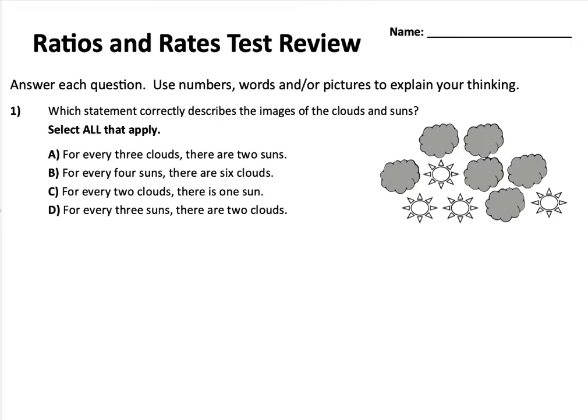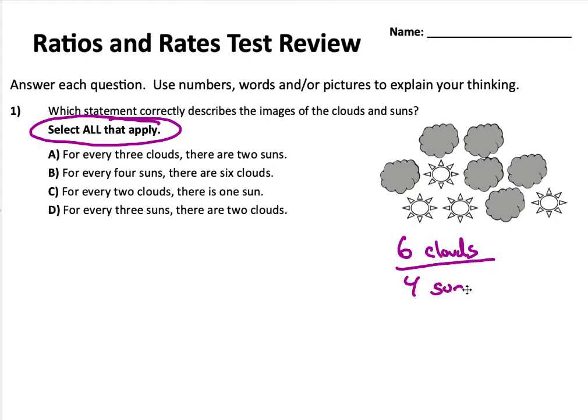It says, which statement correctly describes the images of the clouds and suns? You can see that I have 6 clouds over there and 4 suns. I know it looks like a multiple choice problem, but it says select all that apply. So it's not as easy as just finding one quick answer and moving on to the next one. What we really need to be doing is checking each one of these to see which one works. A lot of times what I like to do is start with what I can see in the problem. There are 6 clouds and 4 suns.